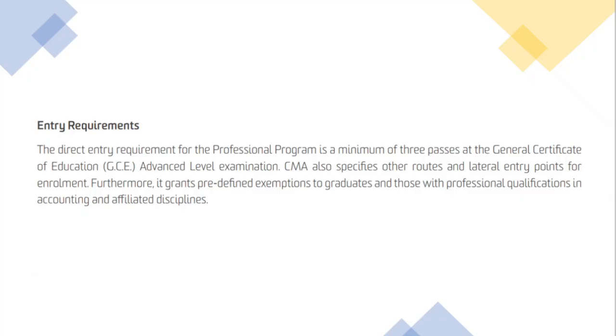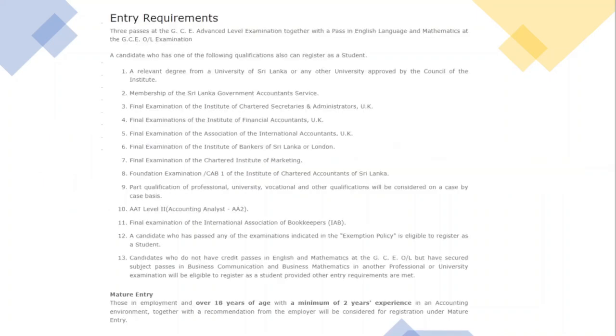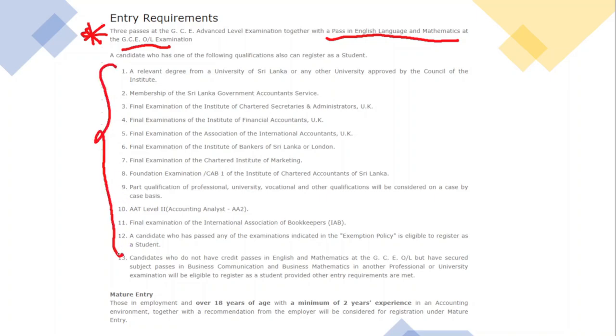Now, if you are interested in doing CMA, the main entry requirement that you must be having is 3 passes at your GCE A-level examination. Along with the 3 passes, they also expect a pass in the English language as well as mathematics at the GCE O-level examination. So this will be the main entry requirement. If you have this qualification, yes, you are eligible to register yourself for CMA. Apart from that, if you are following other courses, even then you should be able to register yourself for CMA. They have mentioned in detail what other courses will be eligible to be registered for CMA.